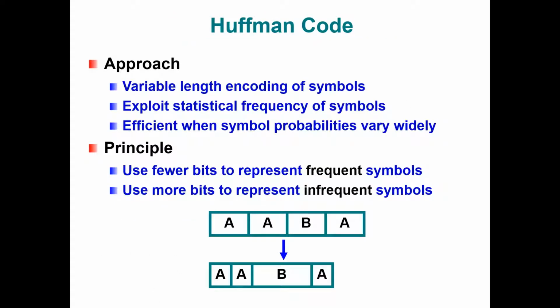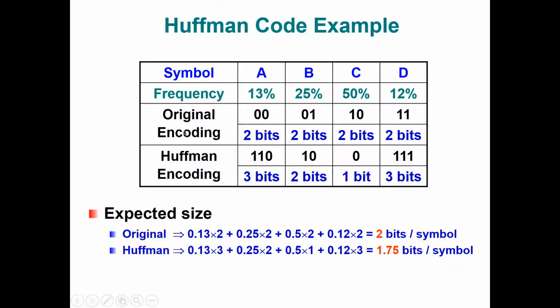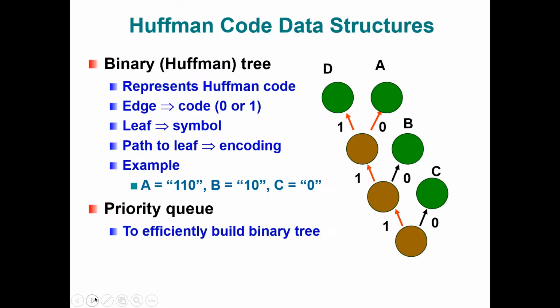Huffman coding, in a gist, is using fewer bits to represent frequent symbols and more bits to represent infrequent symbols in our document. So this is an example of the effect of Huffman encoding on compression. As you can see, the original one has 2 bits per symbol, and the Huffman coded document has 1.75 bits per symbol. So you can see a bit less space is needed in the case of Huffman.